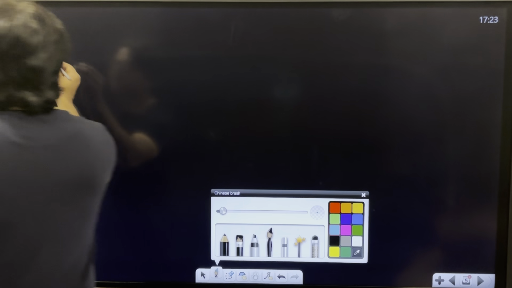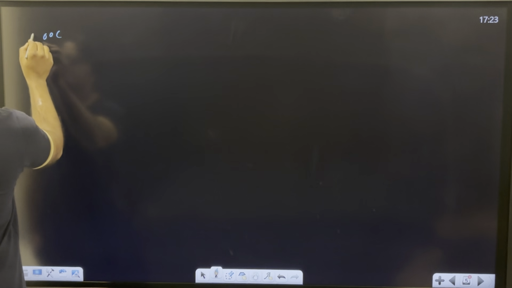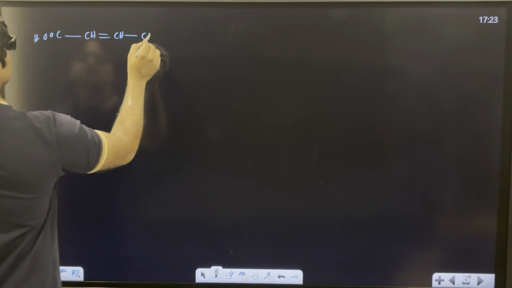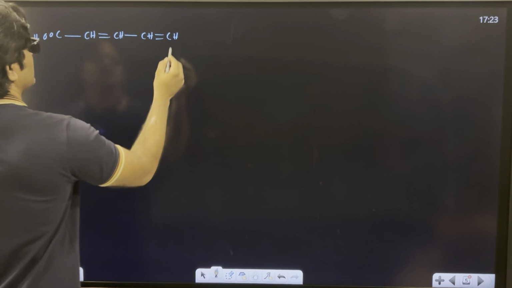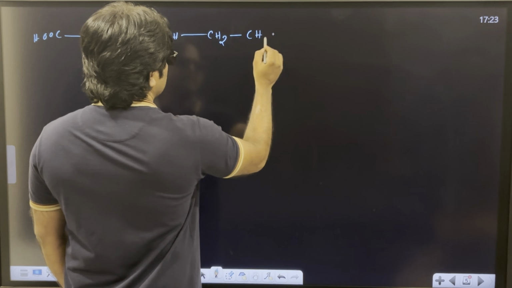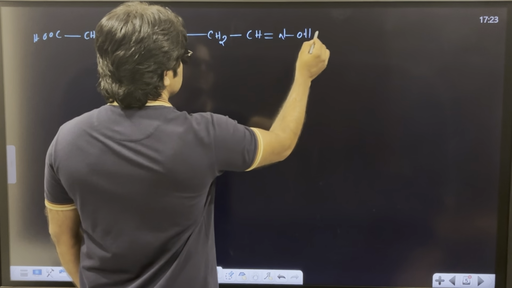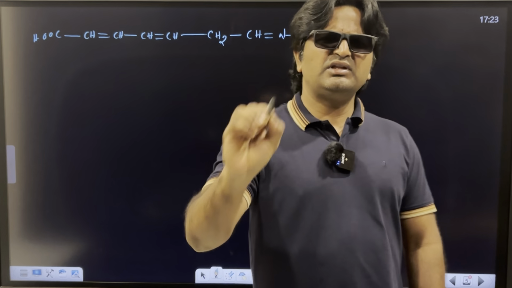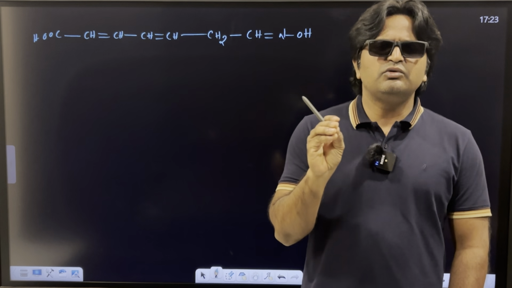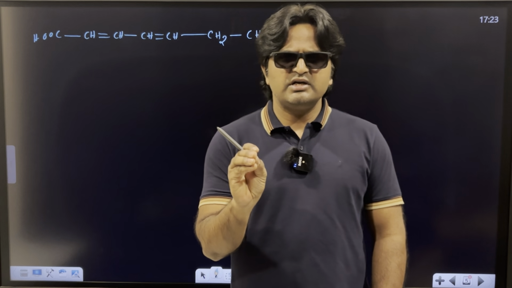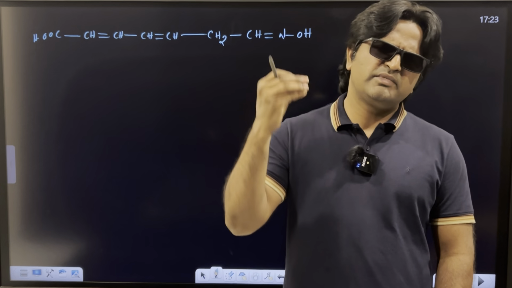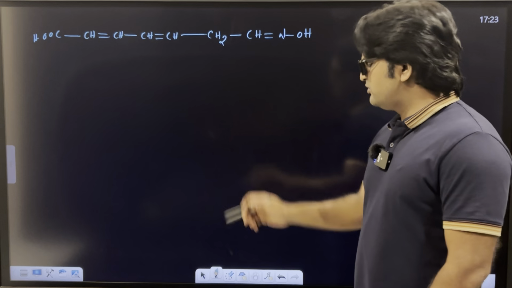Yeah, next question. Here I am taking it like this: carboxylic acid COOH and then here CH double bond CH double bond CH. Okay, and further they are giving CH2. Okay, no problem. And further extension given like this: CH double bond NOH. Whatever the lengthy molecule is given, the size of the molecule is not the problem. Just try to identify the number of segments which are responsible for geometrical isomerism. That's enough. Whatever the number of segments they can give, no problem. Now this is our molecule.